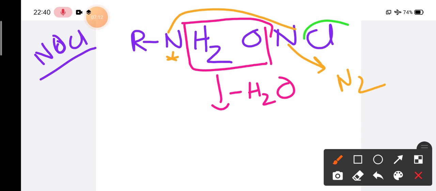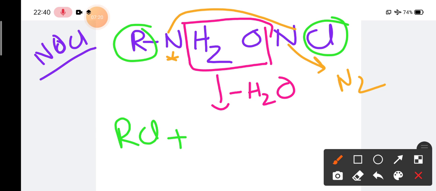Here you can see this chlorine and this R is being kept free. So these two will bond together. So we will get the product RCl, plus this H2 will become a product, and N2. Okay, so this is the final reaction.